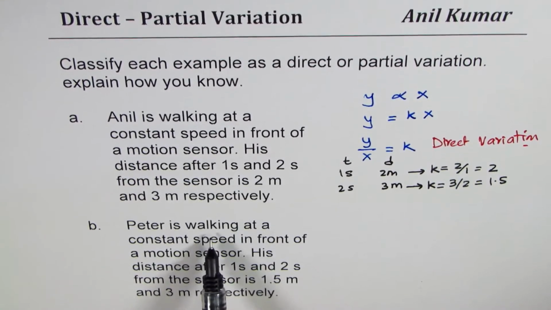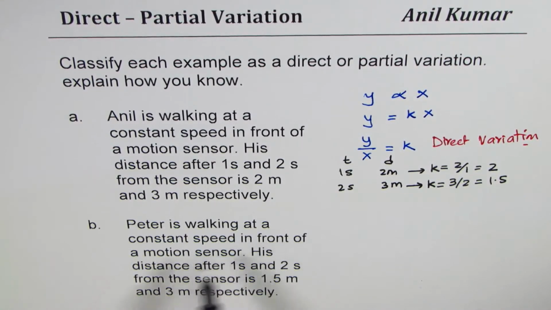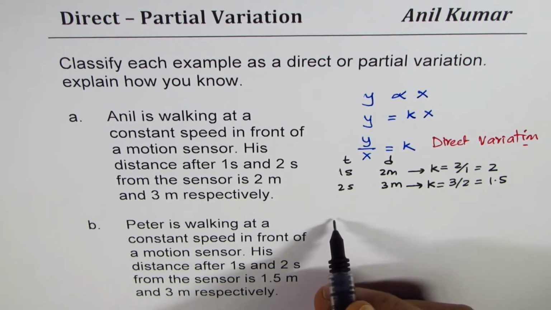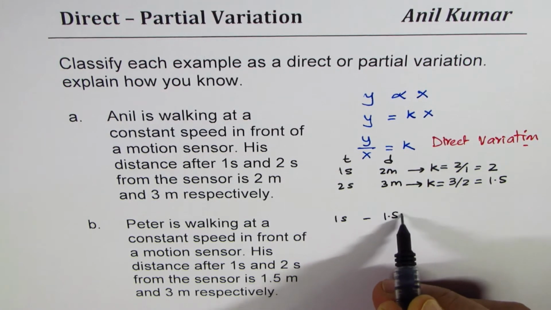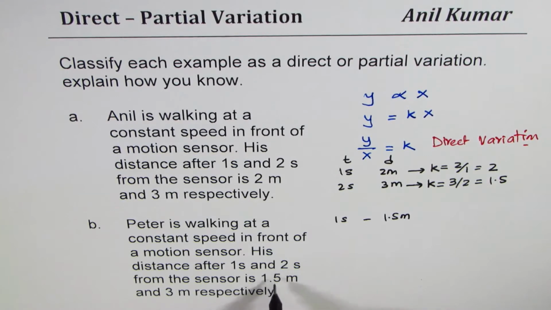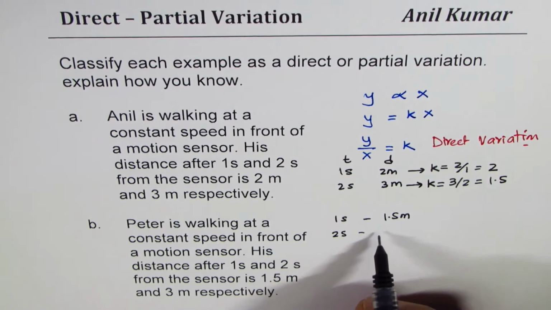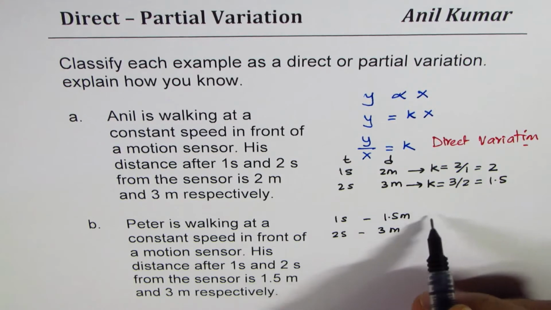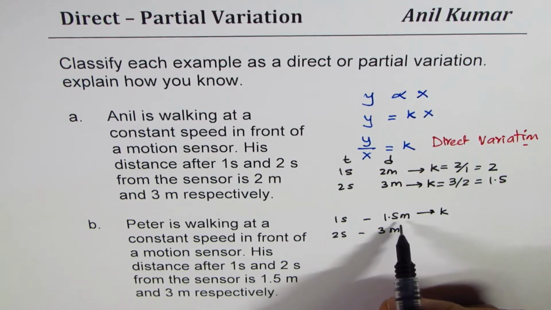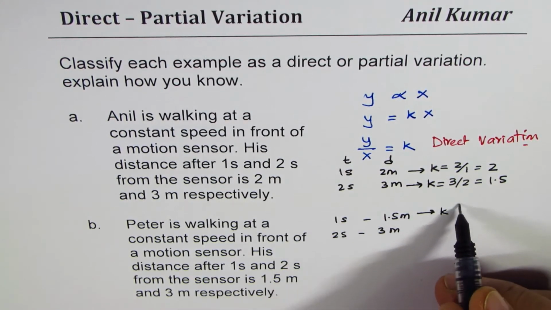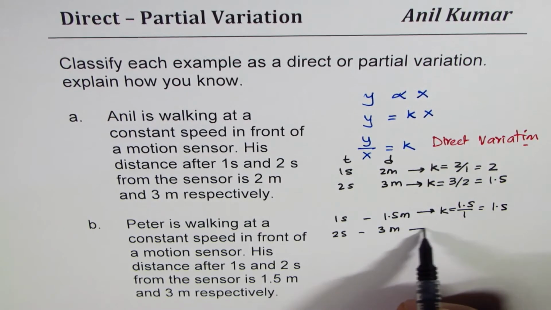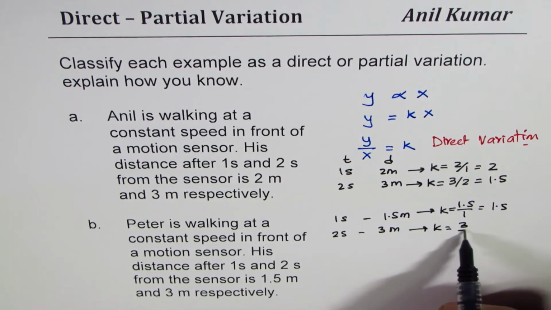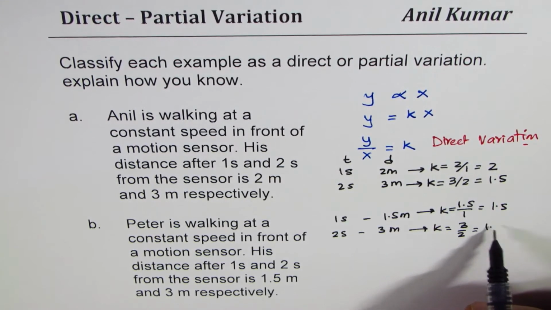In the second situation, Peter is walking at a constant speed in front of the motion sensor. After 1 second, the distance is 1.5 meters, and after 2 seconds, the distance is 3 meters. Now let's calculate the value of k. So k here is distance divided by time, 1.5 divided by 1, which is 1.5. In the second case, k equals 3 divided by 2, which is also 1.5, right?